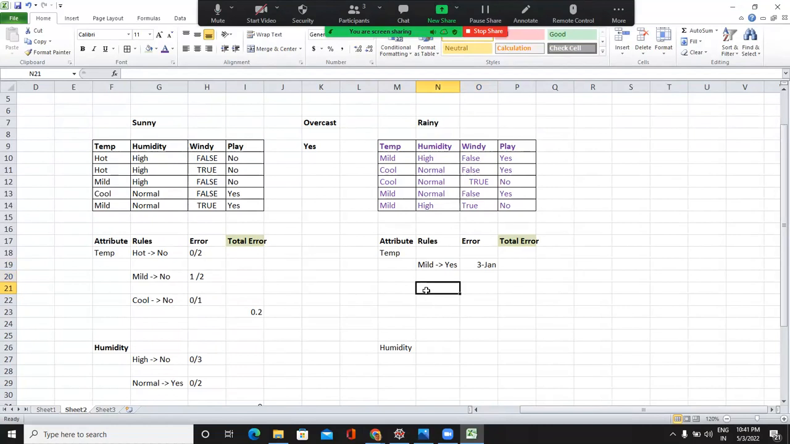And cool will be, just to show that there is no hot here. Of course, rainy and hot doesn't seem feasible, although it can happen. So cool, what rule we should use? 2 times it is there, once it is yes, once it is no. So either one we can take. Cool yes if we take, so we will get 1/2.